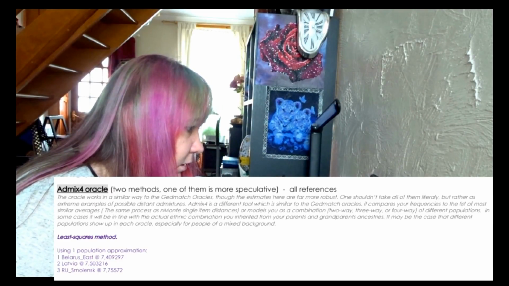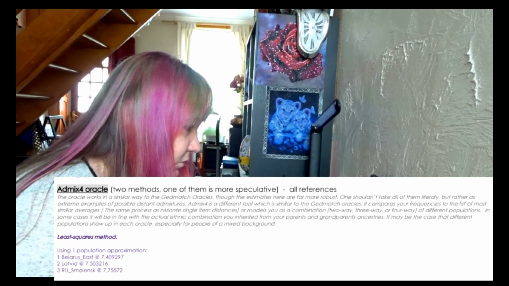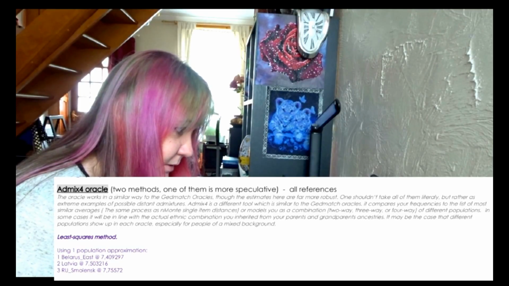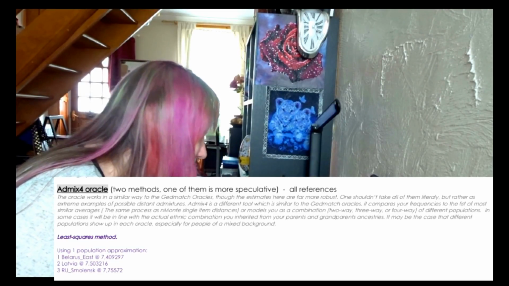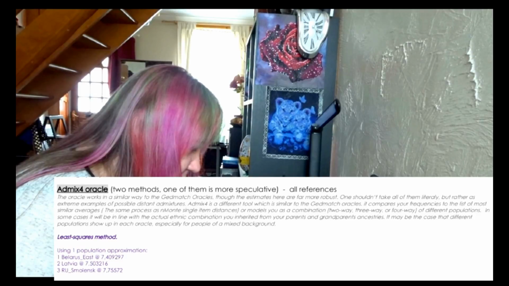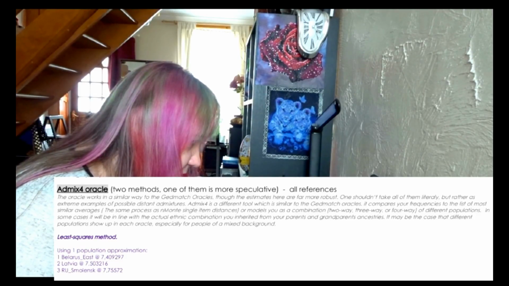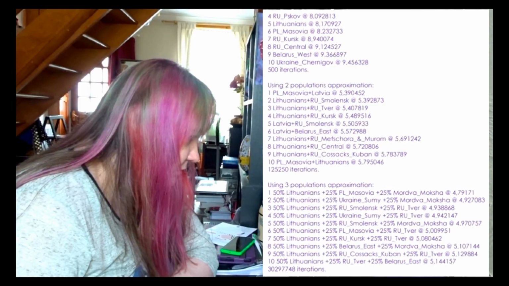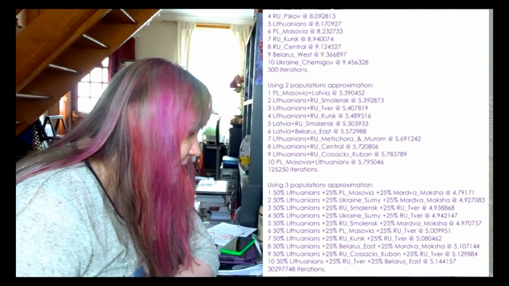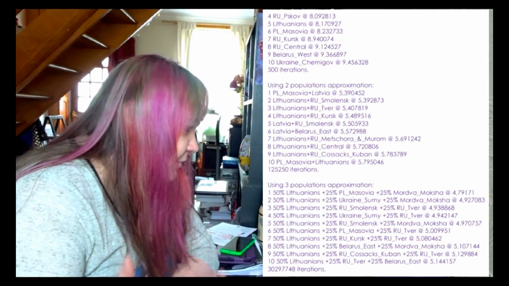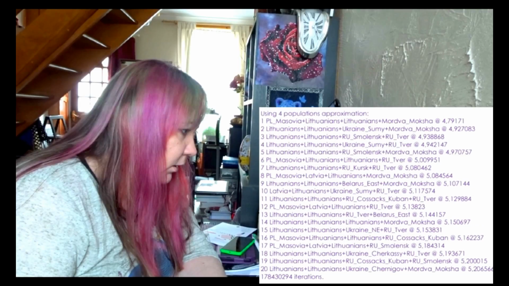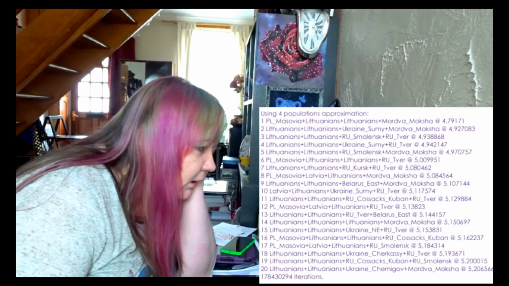So according to them, Belarus East, then Latvia, and then Russia, Smolensk. So I am Belarusian, mostly, I don't know. And Russia, Pskov, Lithuania, Mazovia, Kursk, Russia Central. Using two populations: Mazovia, Latvia, Lithuania, Smolensk. Well, okay. It is kind of like Latvia, Lithuania, Russia, Belarus, something in between. And using four populations again.